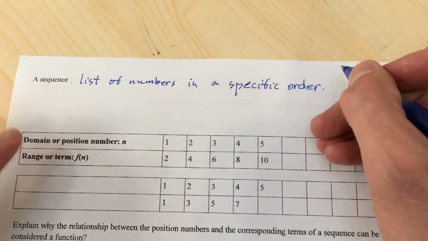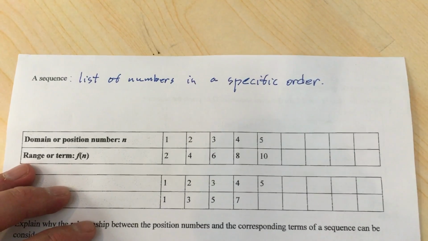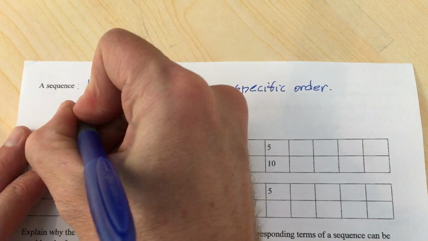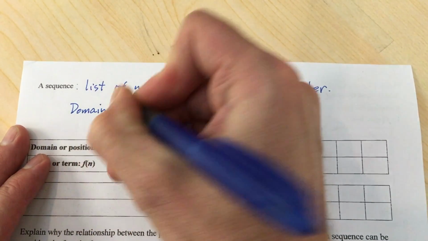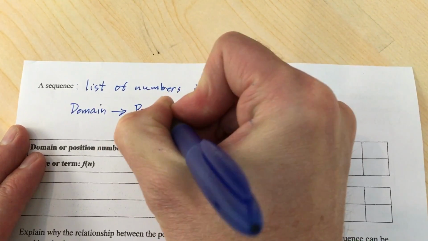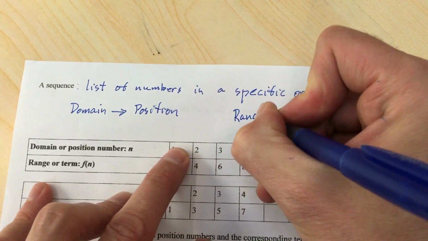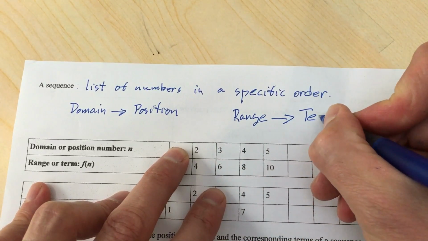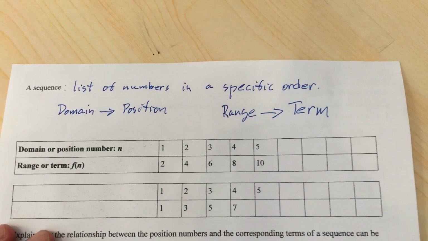Okay. The domain. So we're going to be basically talking about domain and range, except we're not going to call them domain and range anymore. The domain is now known as the position, and the range is now known as the term. So domain is the position, range is the term.